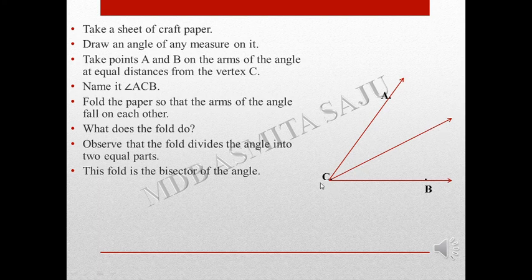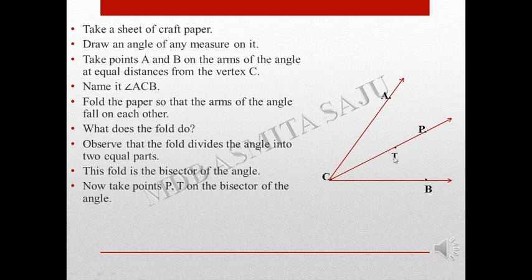Now what will you do next? Take points A and B on the arms of the angle. I have named the angle as angle ACB. Take the points in such a way that A and B are at an equal distance from C. Length of segment CA should be equal to length of segment CB. Take a measurement, maybe 3 cm, and mark points A and B on both arms away from C.